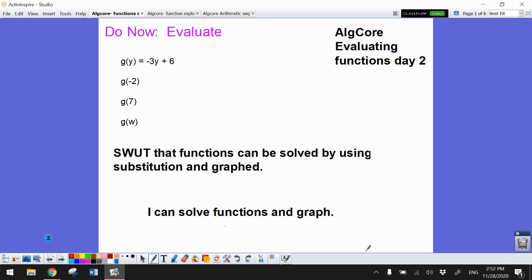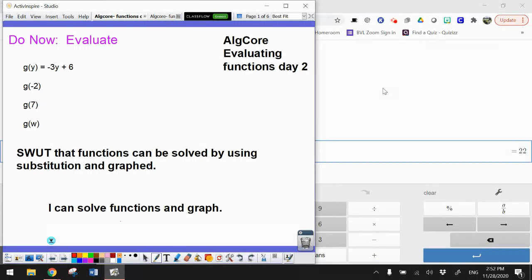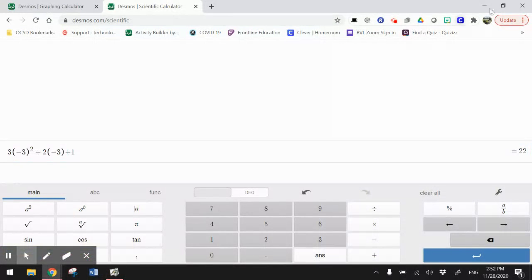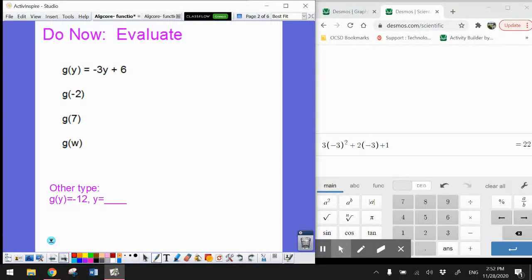Okay, so we're going to do some more function evaluation and solving today, and also take a look at some graphs to make sure we're good on evaluation. You're going to want to make sure you have your Desmos calculator open again, as we are going to be making use of that. So let's go ahead and start with our first problem.